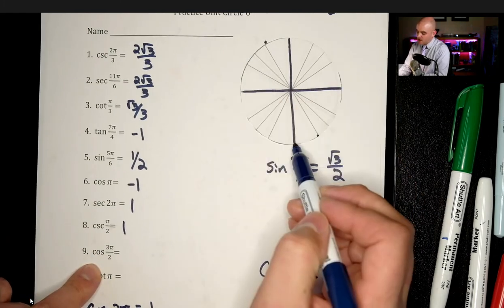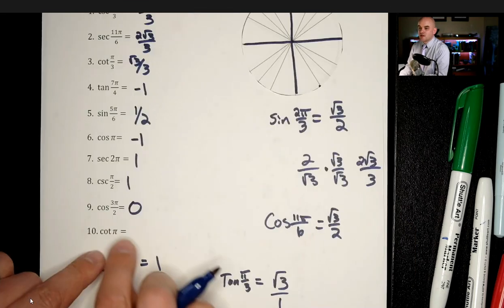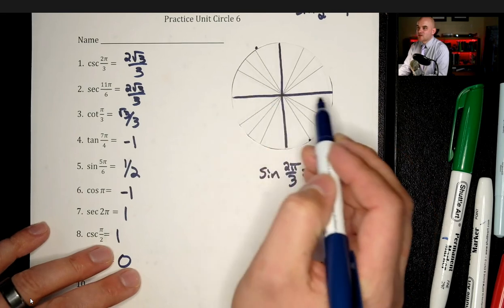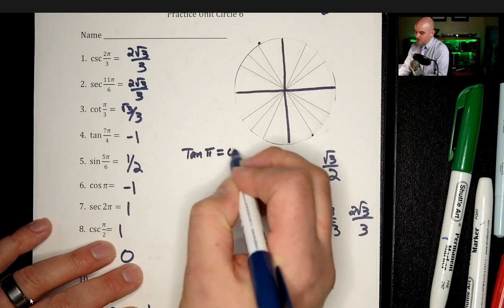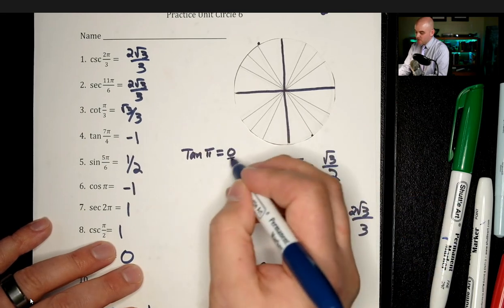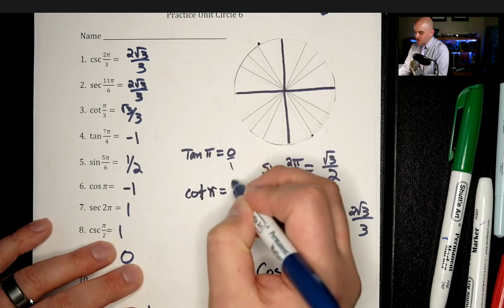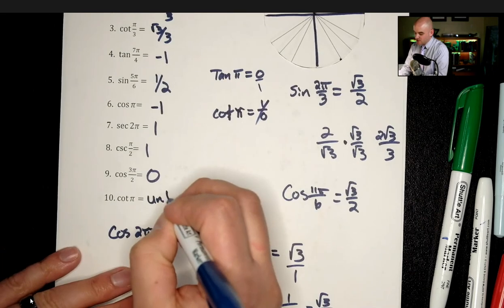The cosine of 3 pi over 2. Right here is 3 pi over 2. I want the cosine value. That's my x value. It's going to be 0. And then lastly, the cotangent of pi. Right here is pi. What's the slope of this line? Well, it's 0. So the tangent of pi equals 0. Flipping that, make it a fraction and flip it, I get the cotangent of pi equals 1 over 0. You can't do that. It's undefined. So this one right here is going to be undefined.